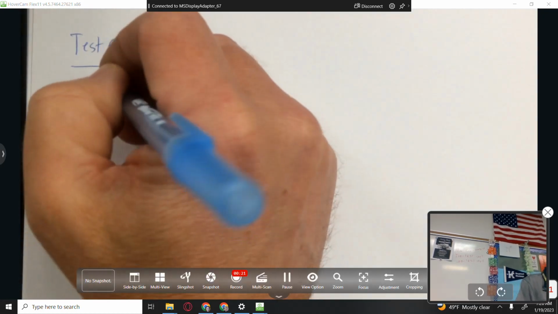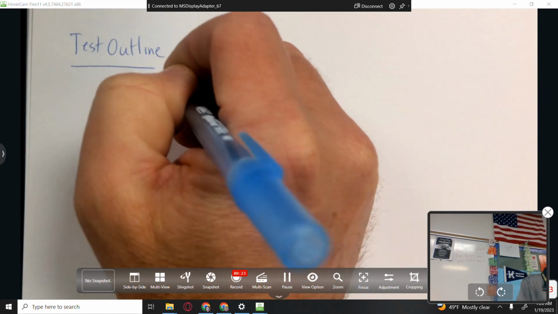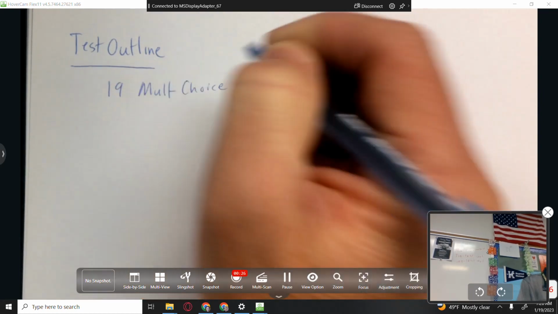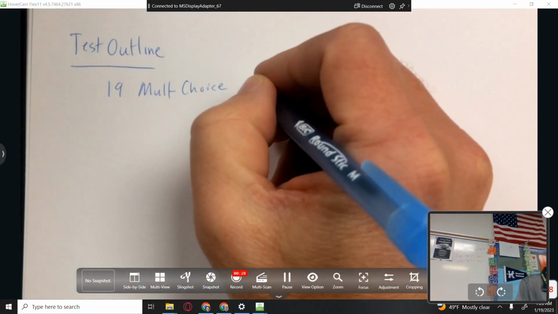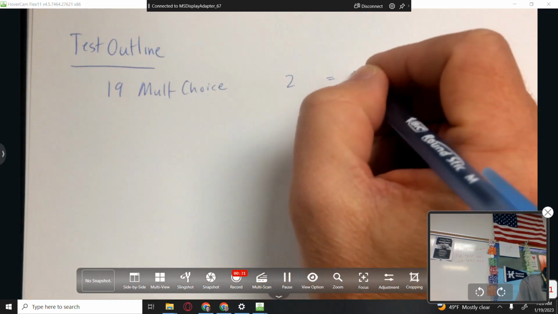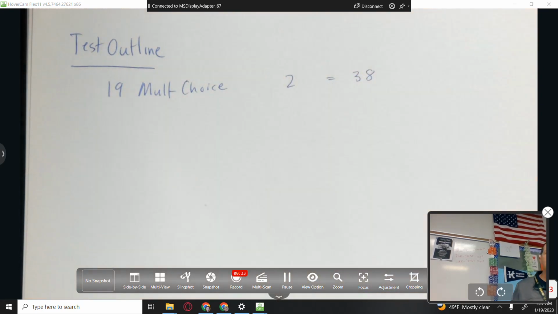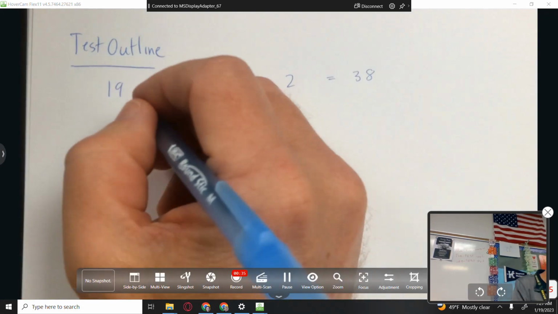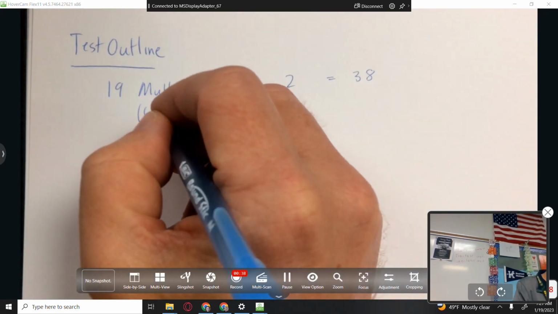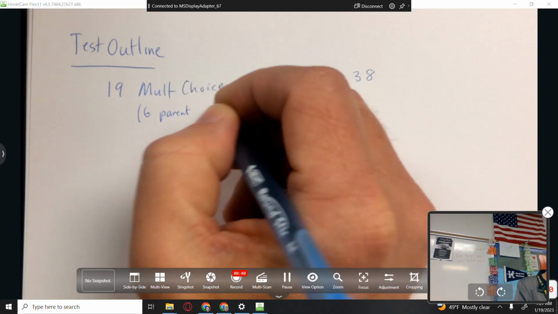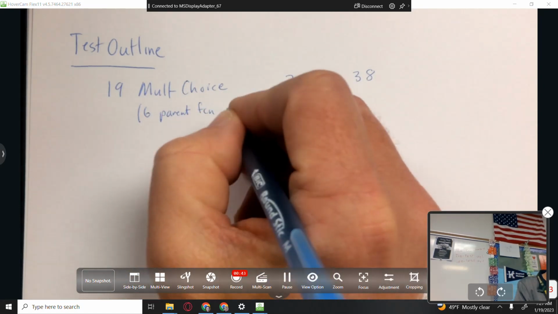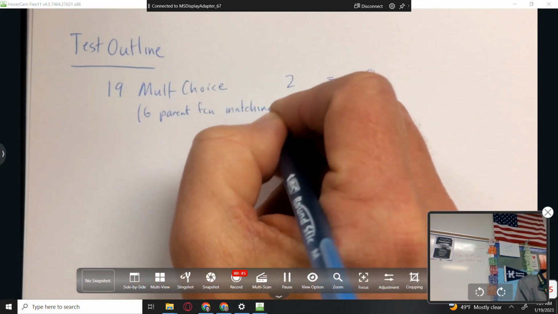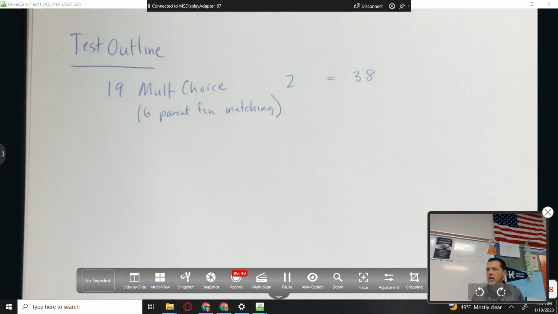Okay, so test outline: 19 multiple choice, times 2 each adds up to 38 total points. By the way, of those multiple choice, 6 are just like the first 6 on the review, like parent function matching, just match the basic function to get you started. So that should be a free 12 points right there, hopefully.